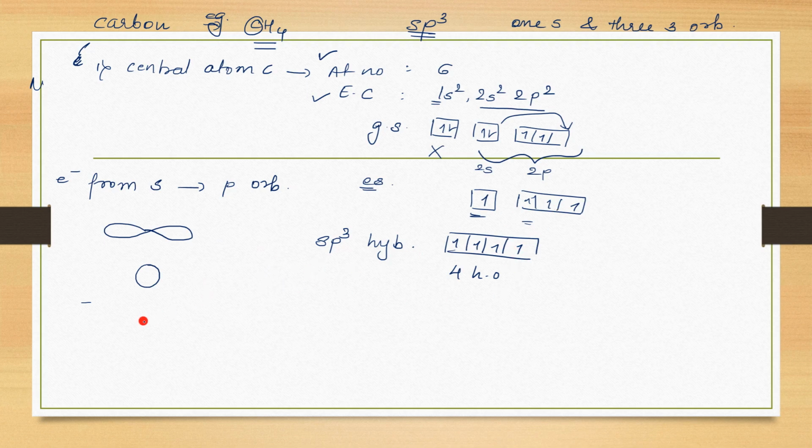Whenever hybridization takes place, what happens is the dumbbell shape has two lobes of similar size. But whenever hybridization takes place, the lobes are of different size, I can say one smaller lobe and one larger lobe. So when you are talking about sp3 4 hybrid orbitals, see how you should draw it.